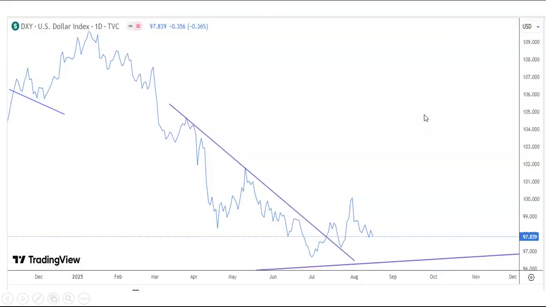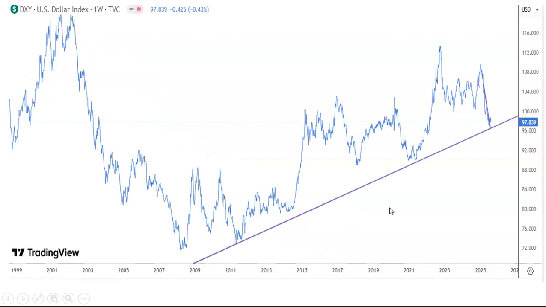Let's have a look at the dollar index. This is the daily chart for the dollar index. It has broken the falling trend line here and formed higher lows and higher highs. So I believe this is a good sign for a reversal for the dollar index.